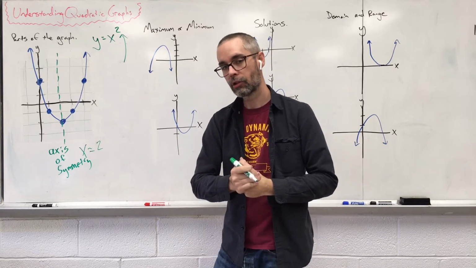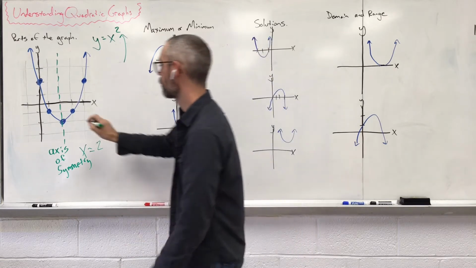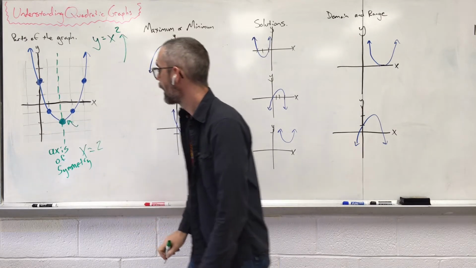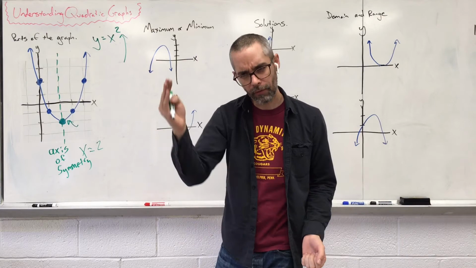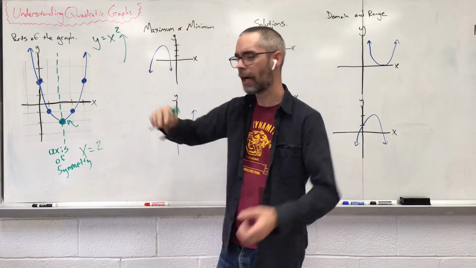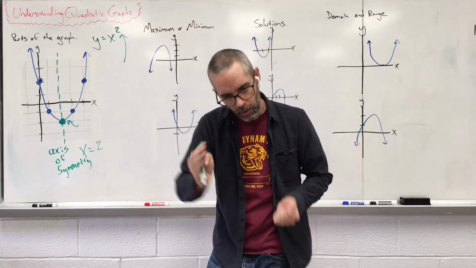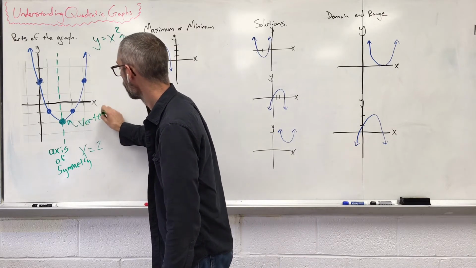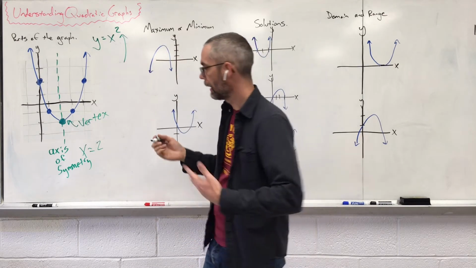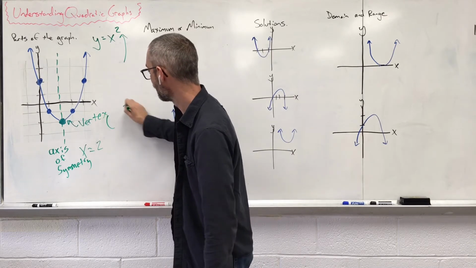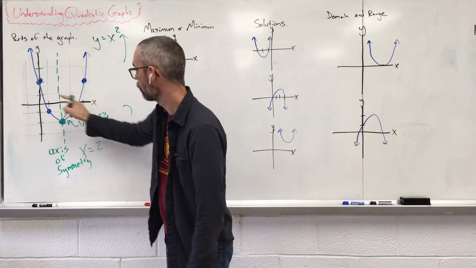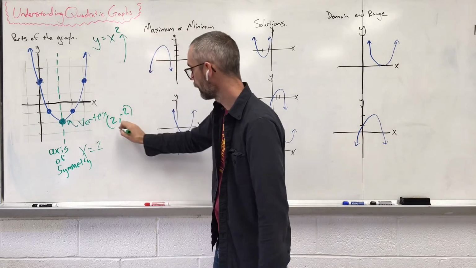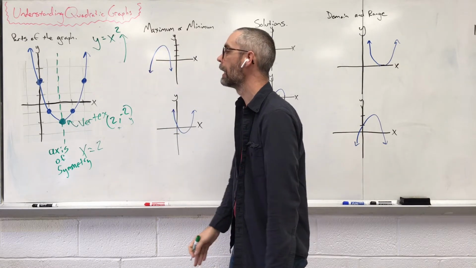Another important feature in this is called the vertex. The vertex is that coordinate right at the very bottom or the very top where that graph makes its turn. That vertex we write as a coordinate, x comma y. So in this case, our vertex is going to go to the right 2, down 2. And again, that's always x, then y.